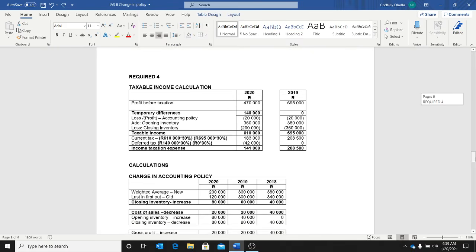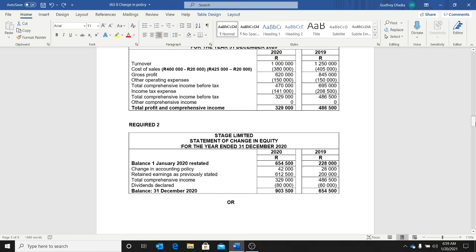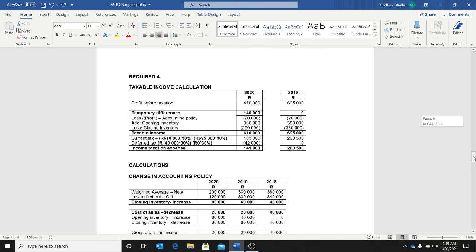All right. 470 and 695. No, I think I'm reading it. Oh, here. Once you've restated, okay. You have to use the new ones, the restated ones, right? 470 and 695. Okay.